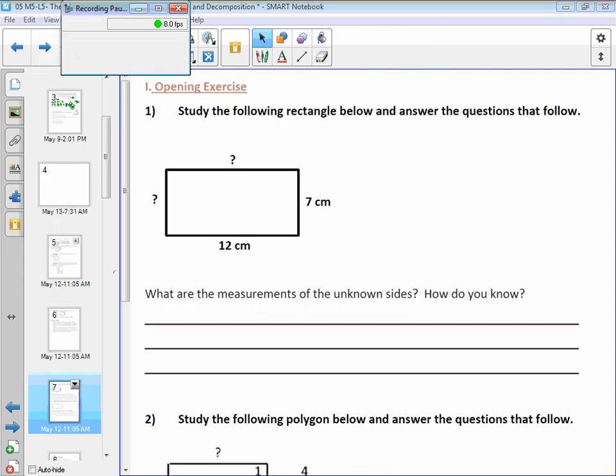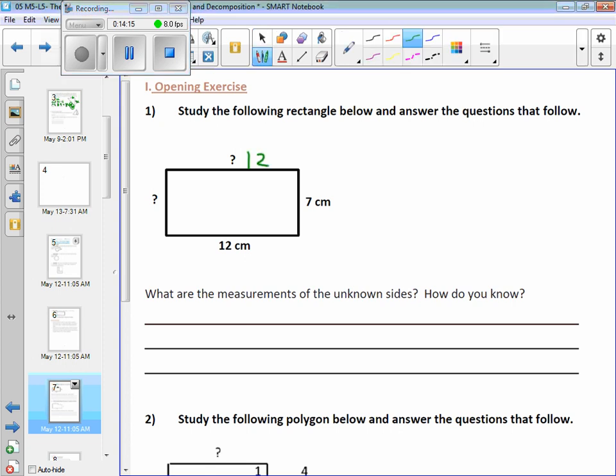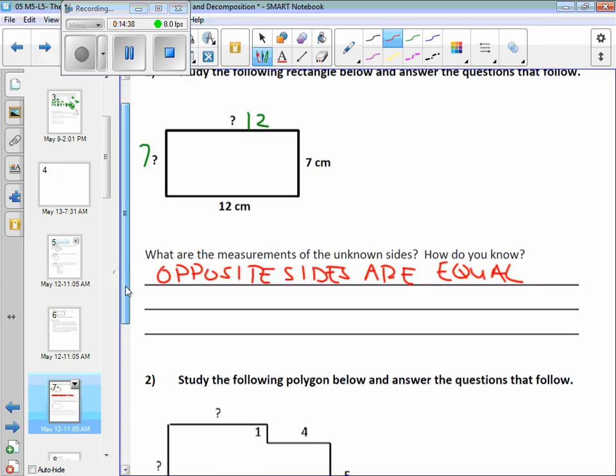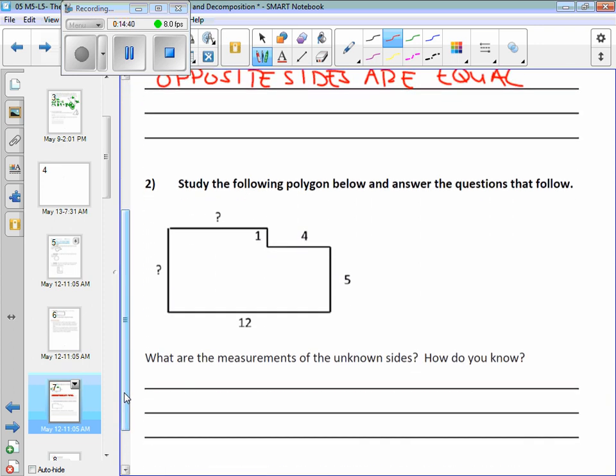Page 3. All right, I think most of you are fine with this first shape. This is 12 and this is 7. My colors are mixed up. And the reason is opposite sides of a rectangle are equal. Raise your hand if you got those two, 12 and 7, done. Okay. For those of you that struggled with the second shape, pay close attention because you've got to get this in order to go on to the next thing.